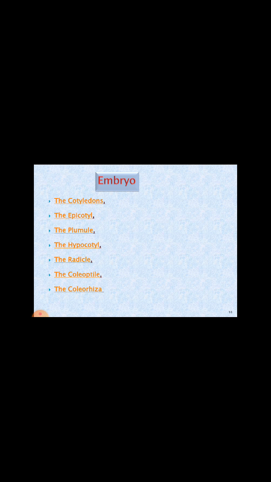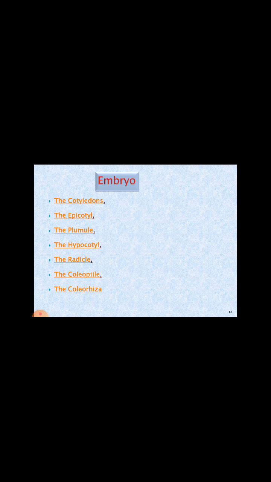Then there is the epicotyl, the embryonic axis above the point of attachment of the cotyledons. The plumule, the tip of the epicotyl, has a feathery appearance due to the presence of young leaf primordia at the apex and will become the shoot upon germination. The hypocotyl is the embryonic axis below the point of attachment of the cotyledon, connecting the epicotyl and the radicle, being the stem-root transition zone, and then the radicle. The basal tip of the hypocotyl grows into the primary root.